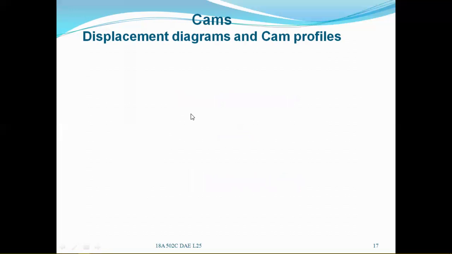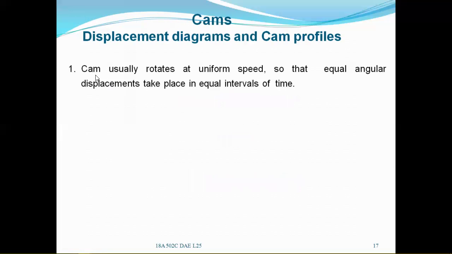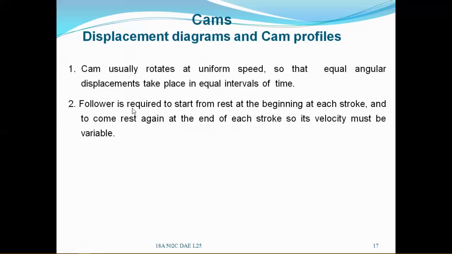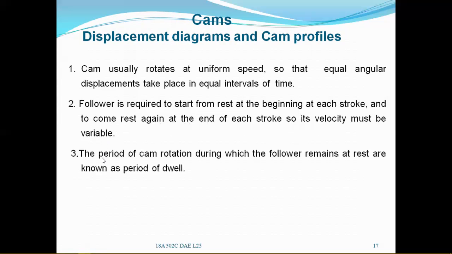Here also in this case, there is a displacement diagram, and here also a cam profile should be drawn. The cam usually rotates at uniform speed, as we are already aware, so that equal angular displacements take place in equal intervals of time. The follower is required to start from rest at the beginning of each stroke and come to rest again at the end of each stroke, so its velocity must be variable. And the period of cam rotation during which the follower remains at rest is called the dwell period.